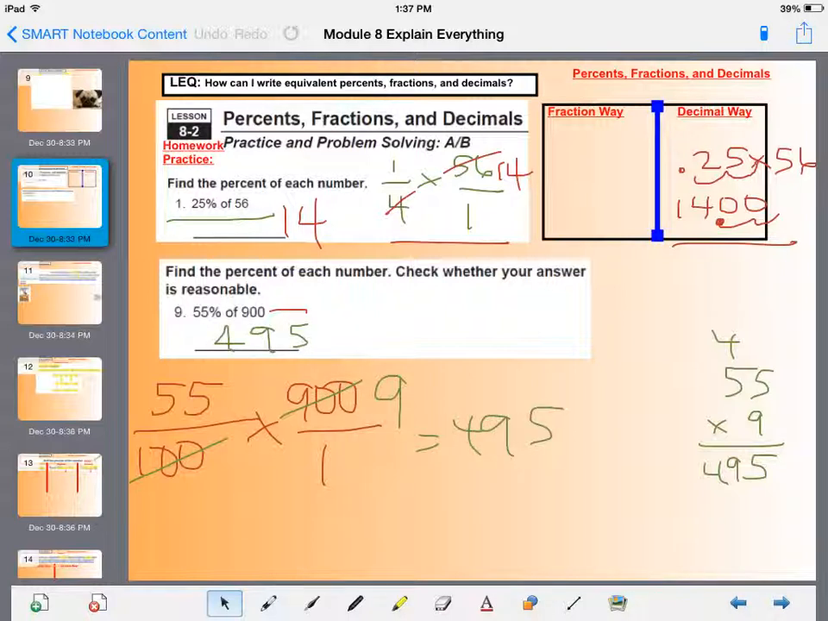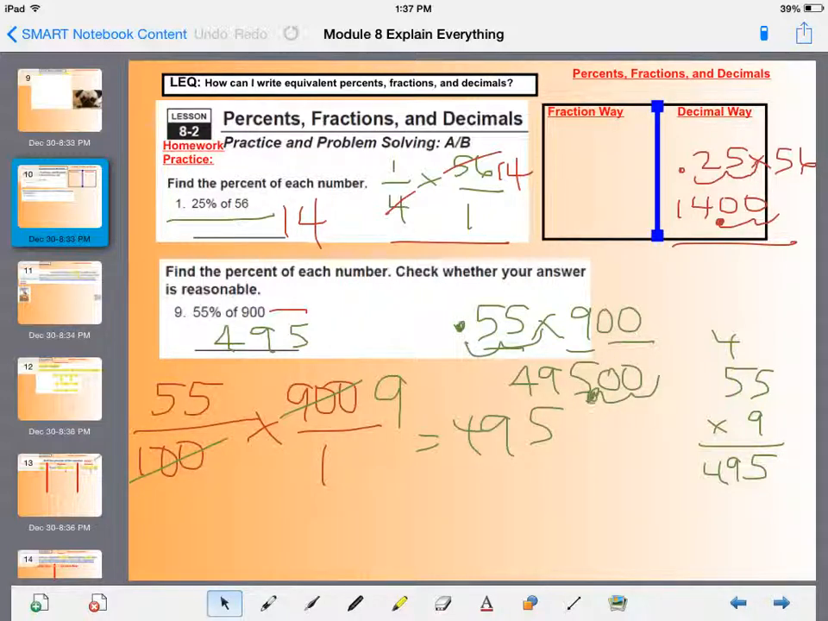If we went ahead and did the decimal way, we would go 55 hundredths of means times 900. I would do 55 times 9, which is 495, add the 2 zeros, and then don't forget to bring over the decimal point. So I still end up with 495. For some, you will notice that the decimal way is easier. For many, the fraction way is easier. I think these two proved that the fraction way was much, much simpler.